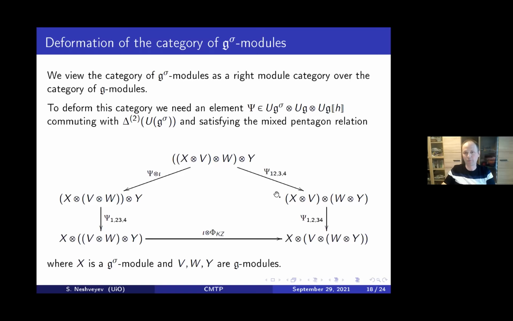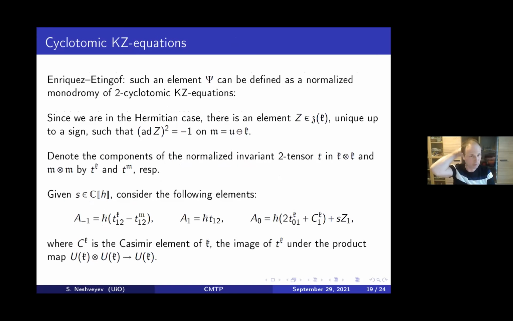So as soon as you have such natural elements, you get some sort of deformation of your module category of G sigma modules. And it turns out that such an element again can be constructed from KZ type equations, and that was done by Enriquez and then by Enriquez and Etingof in the particular case we're interested in. If you remember that the Drinfeld associator is defined as a normalized monodromy of KZ equations, here this element will be defined as a normalized monodromy of the so-called two-cyclotomic equations. So how do they look?